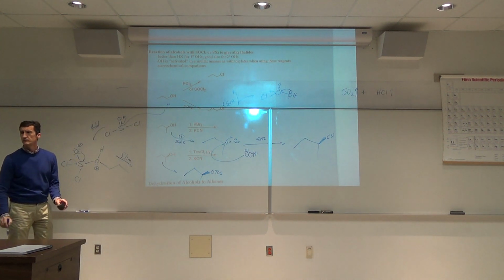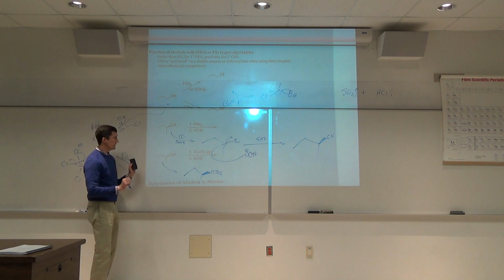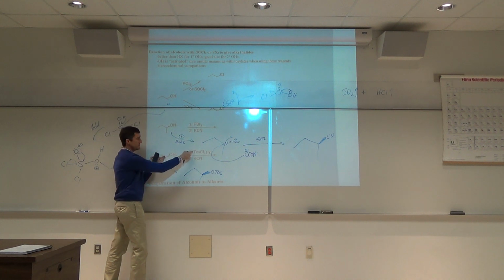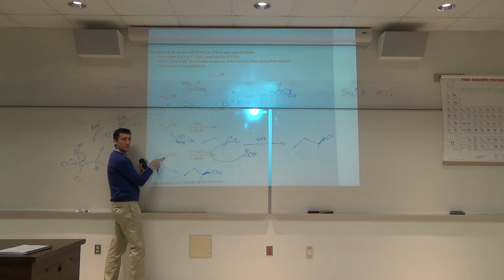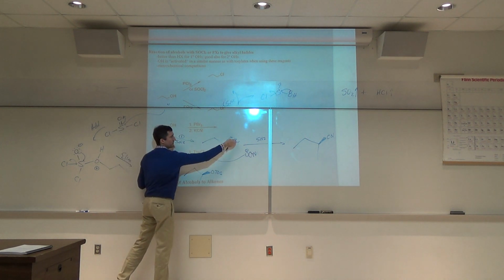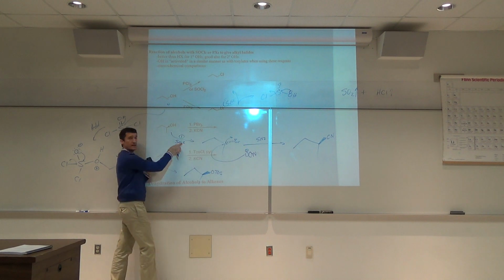Why would it be inverted? Think about it. It would not be. When we make tosylate, does any chemistry take place at the carbon here? No. The oxygen bonds to the sulfur. No chemistry takes place here when you make tosylate, because the oxygen is still bonded there. See, up here, the oxygen is no longer bonded. We got the bromine on by a backside attack.